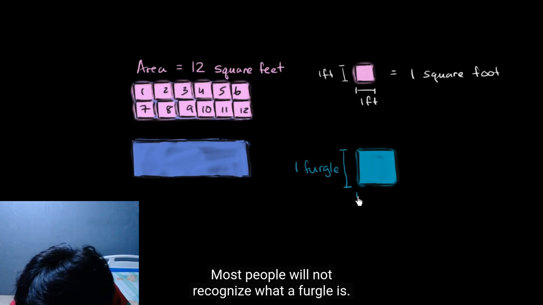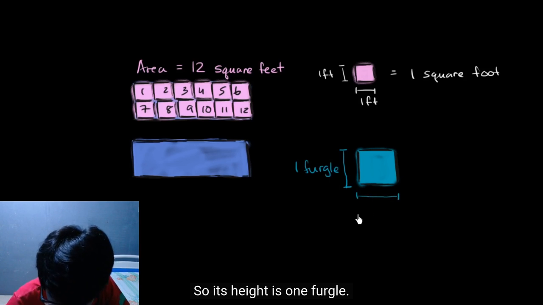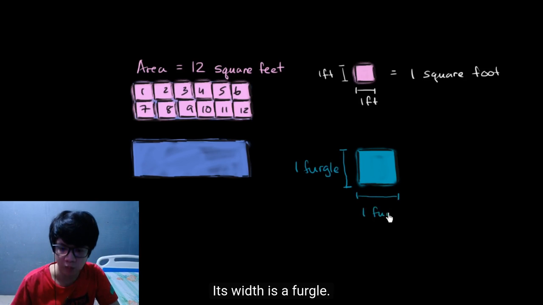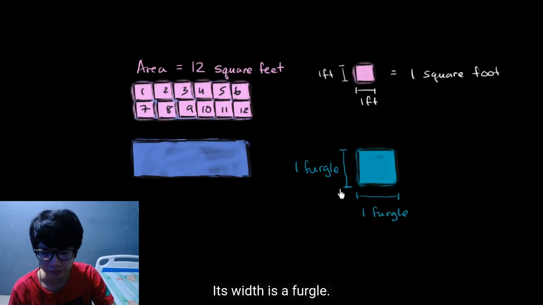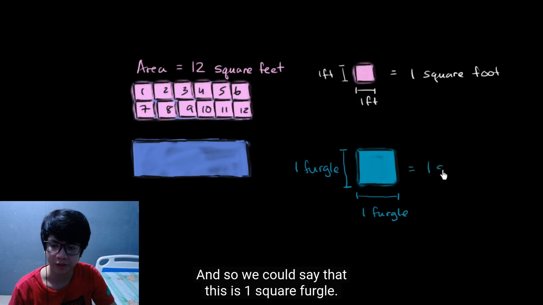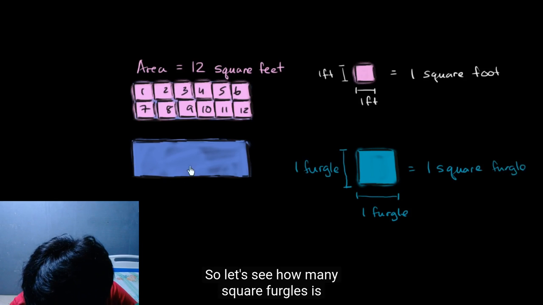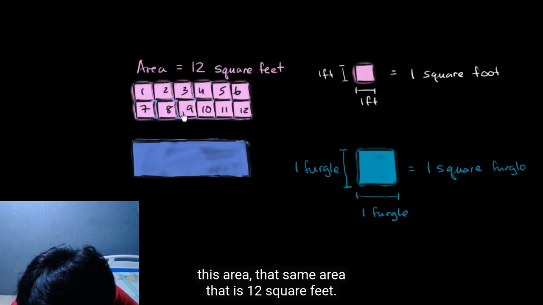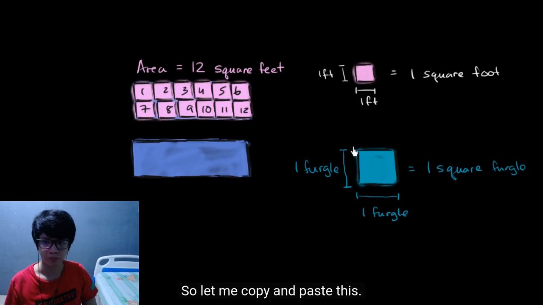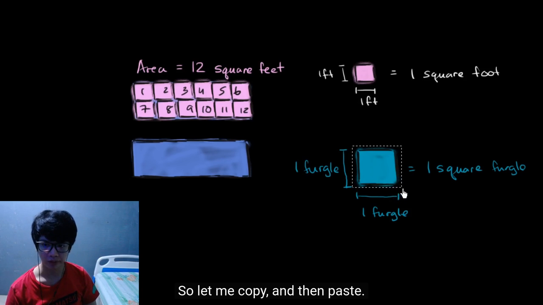Most people will not recognize what a fergal is. So its height is 1 fergal. Its width is a fergal. And so we could say that this is 1 square fergal. So let's see how many square fergals this area is, that same area that is 12 square feet. So let me copy and paste this.